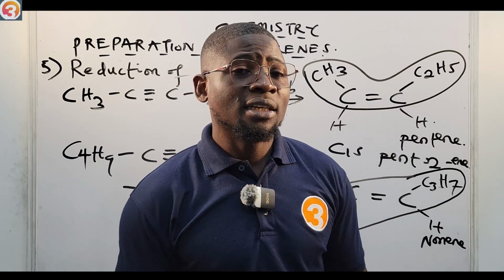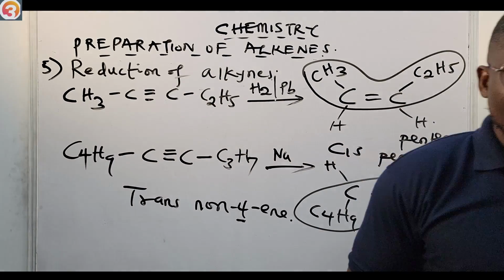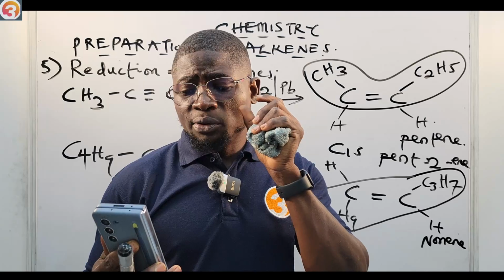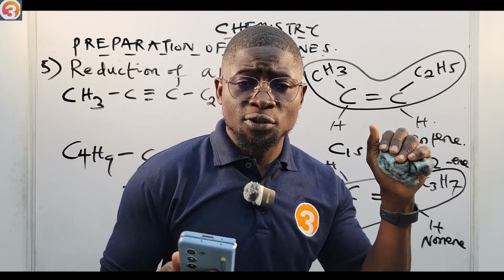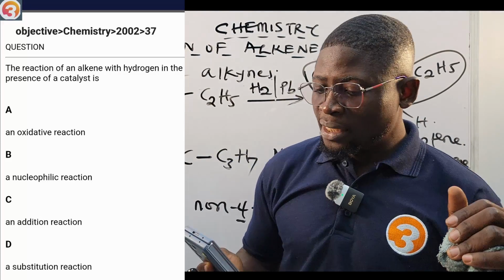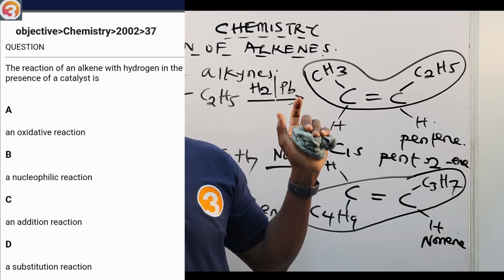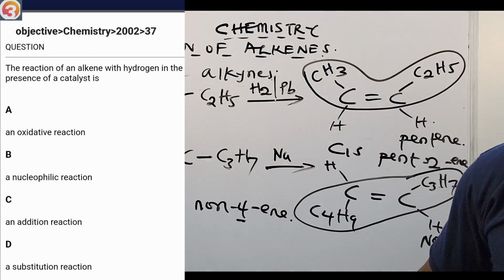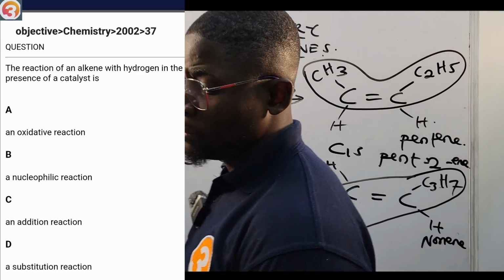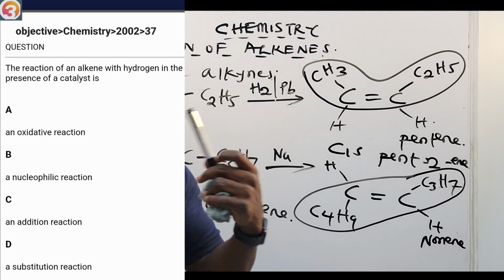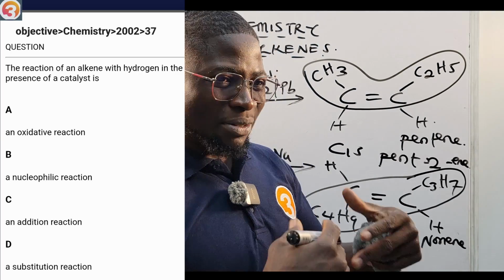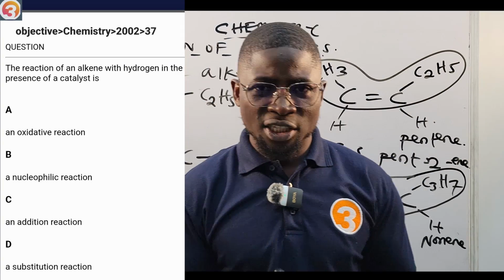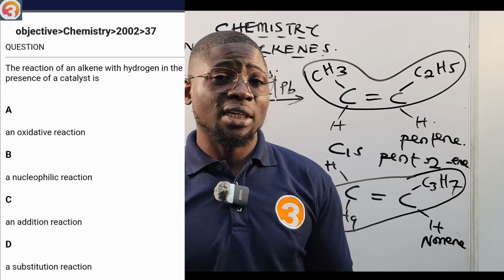But before that, let us go to the question from the application, and then we do justice to each. They say the reaction of alkene, 2002 37. The reaction of alkene with hydrogen in the presence of a catalyst is obviously an addition reaction, because that is hydrogenation. So we have addition of hydrogen. So it's an addition reaction, and alkenes are favored by addition reactions.